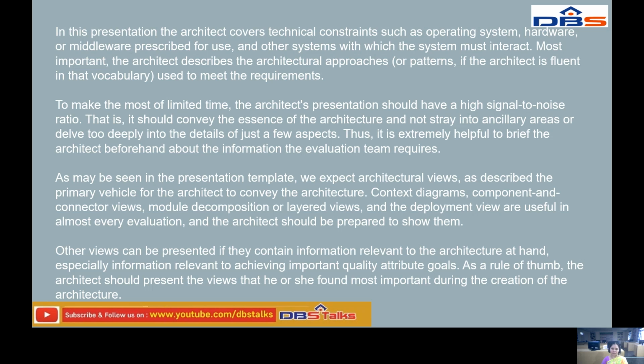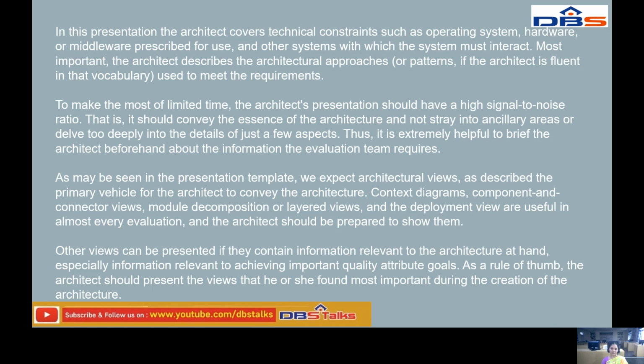Context diagrams, component and connector views, module decomposition and layered views. Already we have different types of views. What are those? Context views, context diagrams, component and connector views, and module views. Those are also called module decomposition and layered views. And the deployment view is useful in almost every evaluation, and the architect should be prepared to show them.